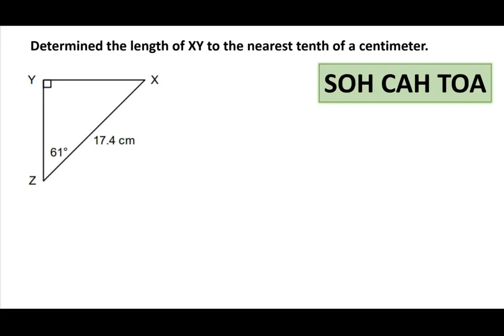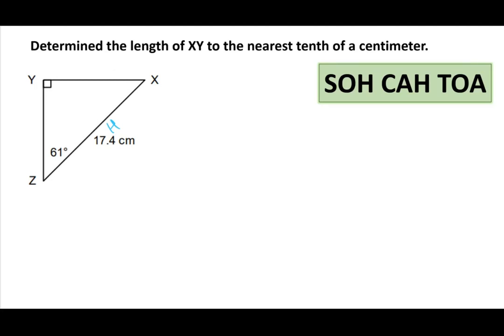Okay, so we have a right triangle given to us, and we need to determine the length of XY to the nearest tenth of a centimeter. Now, the first thing we do is we label our triangle. The longest side of a triangle is always your hypotenuse.